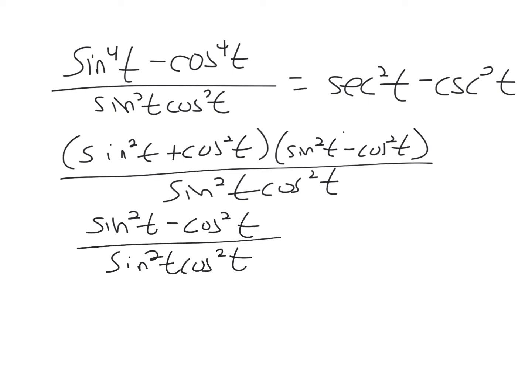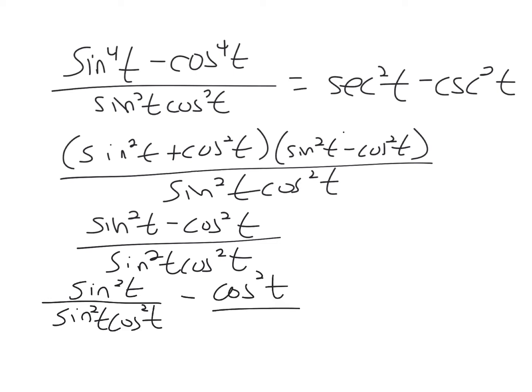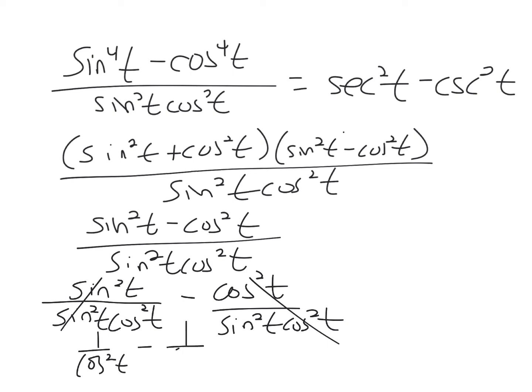And now, be careful with basic properties. I cannot just go cancel the sines, cancel cosines because of a subtraction sign. But what I can do is divide each of them individually. There we go. And then the sine, I noticed right away, sine t's do cancel. Now I can cancel those out. And I'm left with 1 over cosine squared t minus 1 over sine squared t.